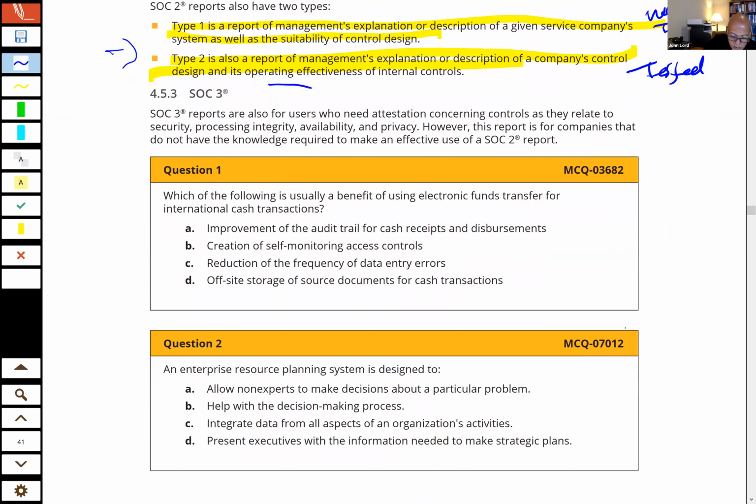Okay, good. And then SOC3, they tell us, is for individuals that don't really understand the implications of an SOC2 report. And you can just go ahead and flashcard that.